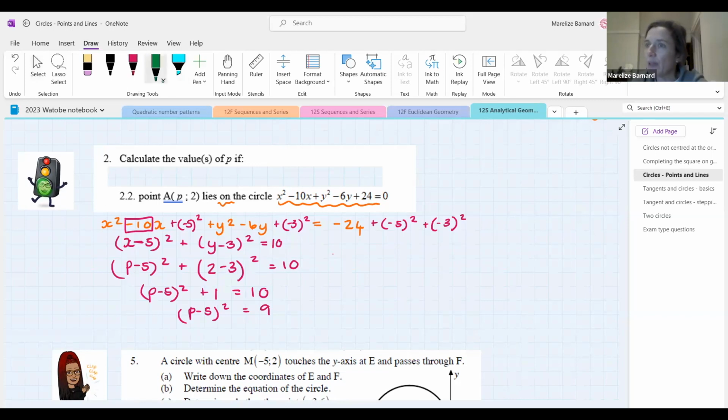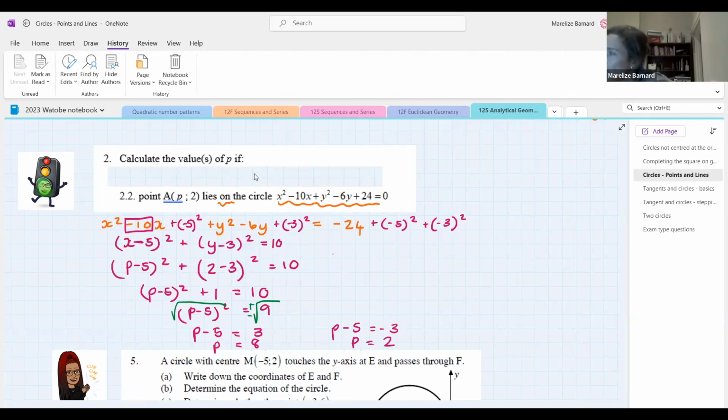Okay, so if we want to be quick, we can just take the square root here of P minus 5. But if we take it on this side, don't forget, the square root of 9 can be positive or negative. Grade 8 algebra, and everyone has forgotten it by the time they get to matric. So P minus 5 is 3, or P minus 5 is negative 3. Then P is 8 on this side, or P is 2. Perfect. So that's how we get those 2 answers. Good stuff, guys.